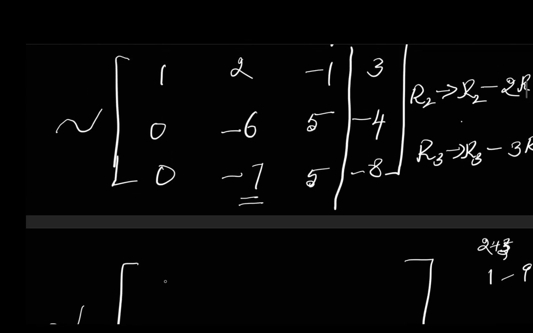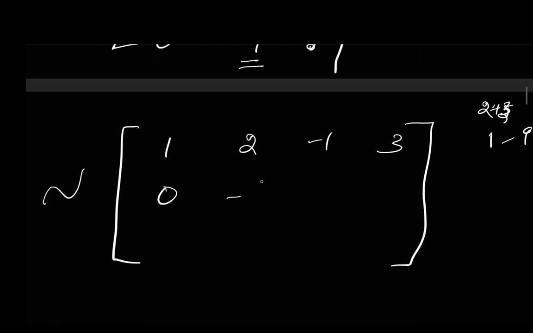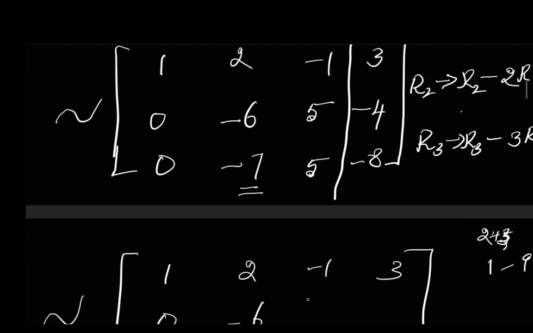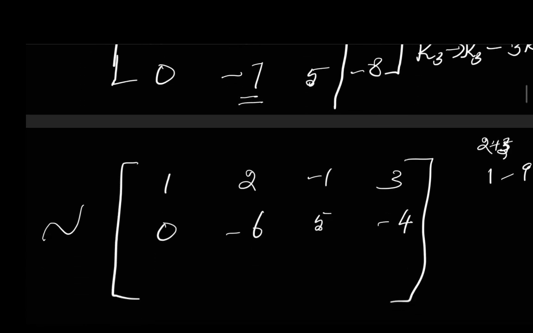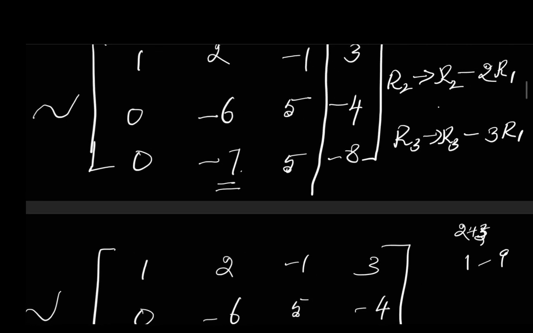Don't touch the first row. 1, 2, minus 1, 3, 0, minus 6, 5, minus 4. Then come to the third row. This should be 0. This 7 you have to compare it with the R2 row. The first two previous steps we compared it with R1. Now this one you compare it with R2.